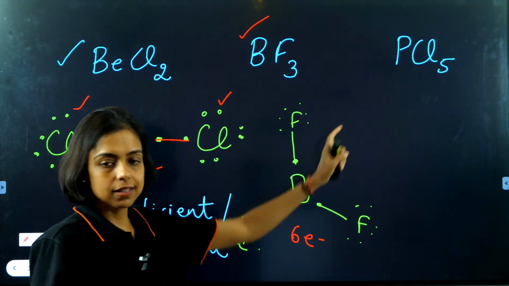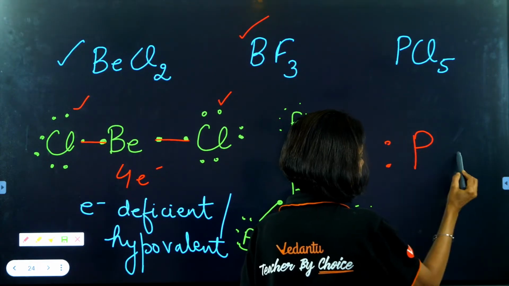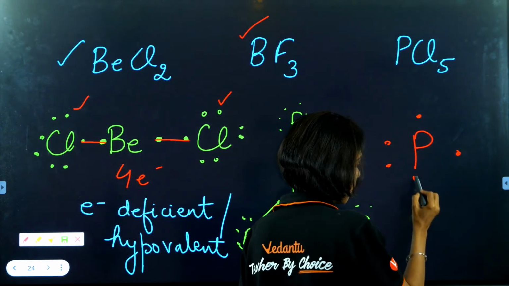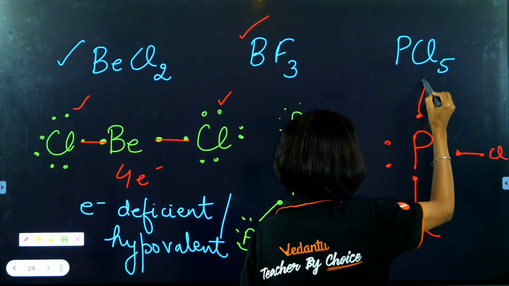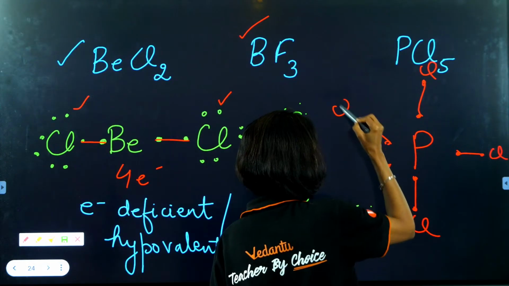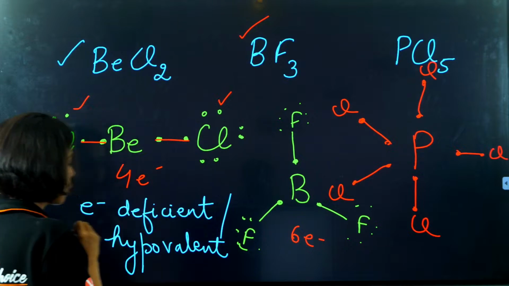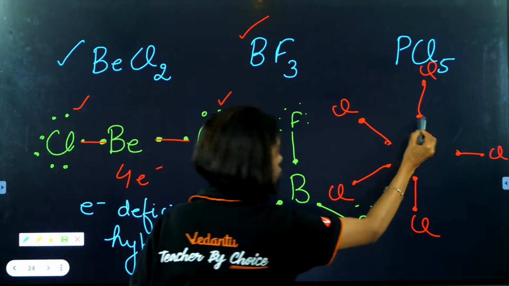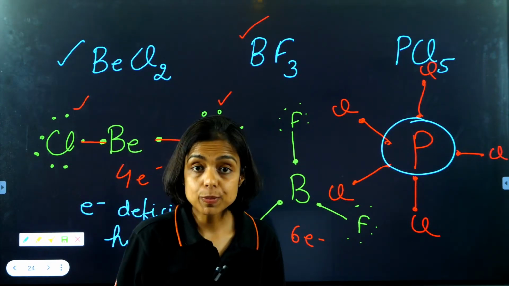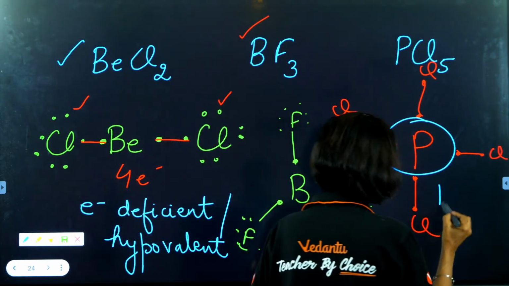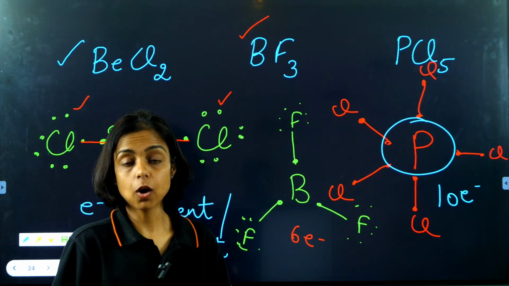Let's talk about PCl5. Phosphorus has 5 valence electrons and it is making 1 bond with each chlorine. After sharing electrons with chlorine, how many valence electrons does your phosphorus have? Phosphorus is making 5 bonds, and 5 bonds mean 10 electrons. It has 10 electrons, more than 8. How can it have more than 8?